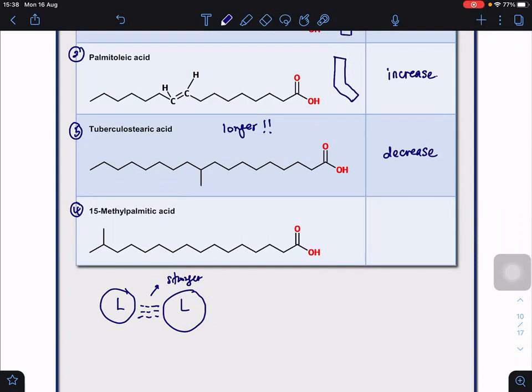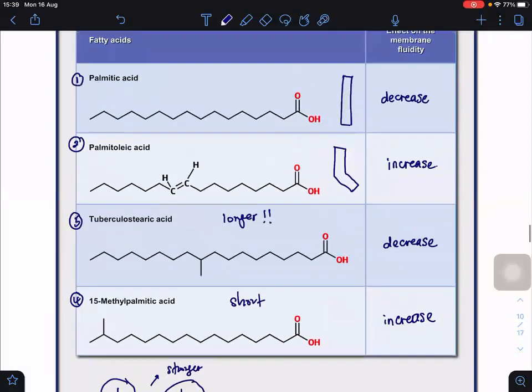Okay, how about methyl palmitic acid? It is shorter, so if you use this, definitely the fluidity can increase, because the interaction force between these short chains won't be so great compared to tuberculostearic acid, which is longer. Okay, so this is very, very important. You should be able to get it correct.